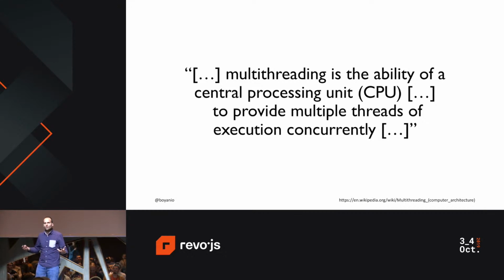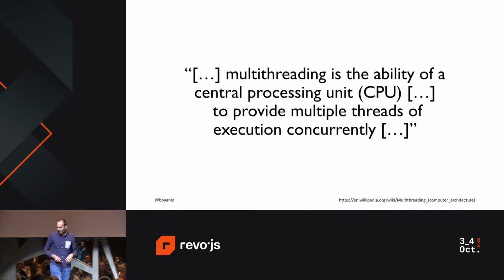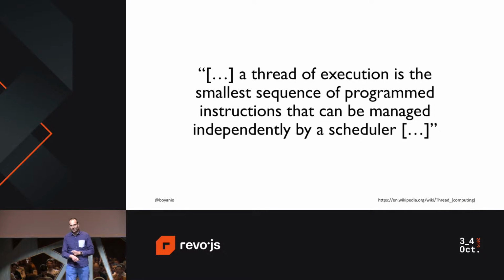What does multi-threading really mean? If we open Wikipedia, we would read the following. Multi-threading is the ability of a central processing unit to provide multiple threads of execution concurrently. But I think in order to make this definition a bit more complete, we need to understand what a thread of execution is. So we go on in Wikipedia and we read that a thread of execution is the smallest sequence of programmed instructions that can be managed independently by a scheduler.